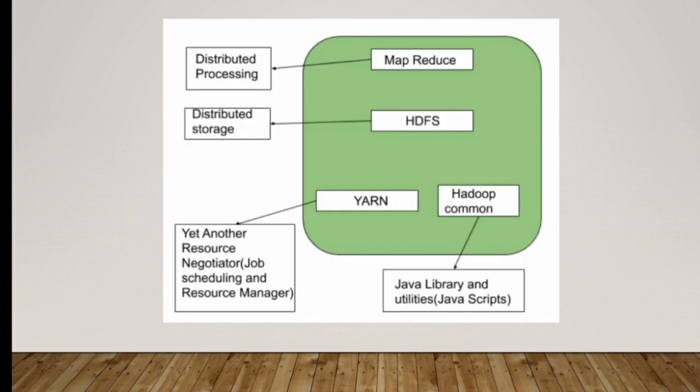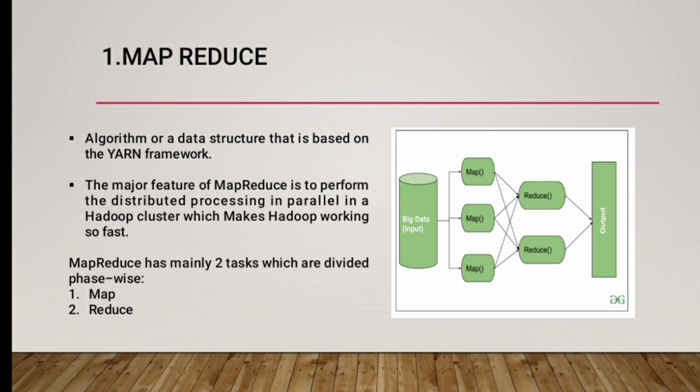The Hadoop architecture mainly consists of four components: MapReduce, Hadoop Distributed File System, Yet Another Resource Negotiator (YARN), and common utilities, or Hadoop Common. Let's understand the role of each one of these components in detail. MapReduce is nothing but an algorithm or data structure that is based on the YARN framework. The major feature of MapReduce is to perform distributed processing in parallel in a Hadoop cluster, which makes Hadoop work so fast. When you are dealing with big data, serial processing is no more of any use.